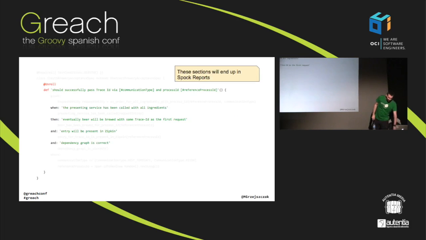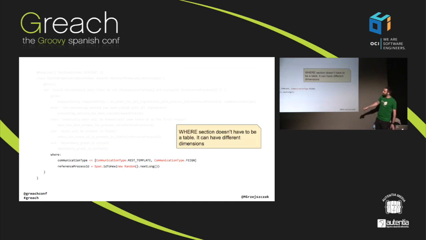So yeah. Now, yesterday, I don't remember who, but somebody mentioned Spock reports. This is awesome. Start using that. Here, you can see the, let's say, labels that Spock reports will take into consideration when building the final report. So you can see that you can read it like a book, right? The presenting service has been called with all ingredients. Eventually, beer will be brewed with same trace ID as the first request. An entry will be present in Zipkin and dependency graph is correct. If somebody doesn't understand that, I don't know how to write it otherwise, right?